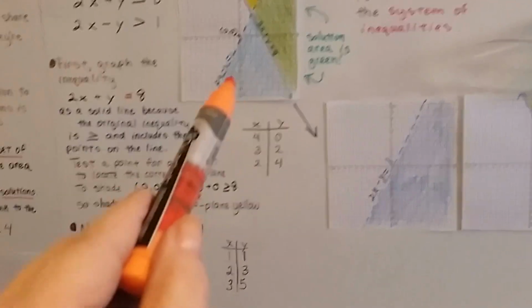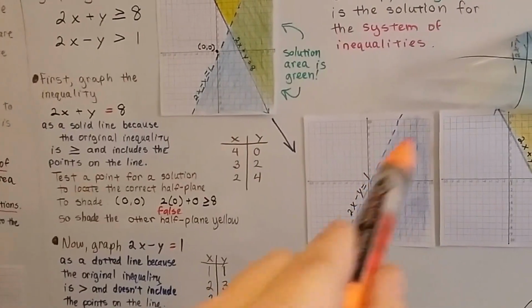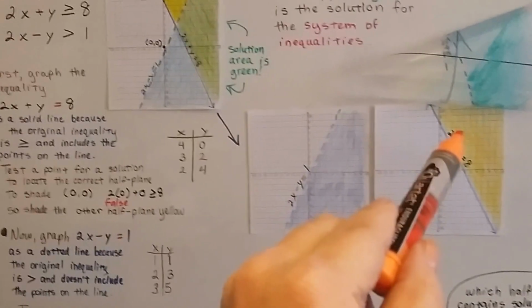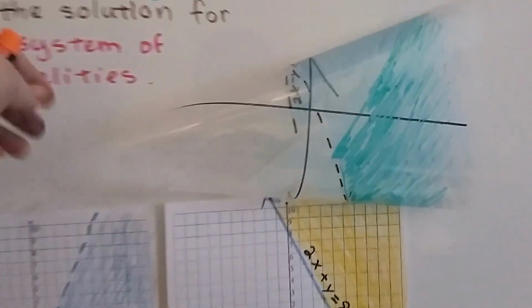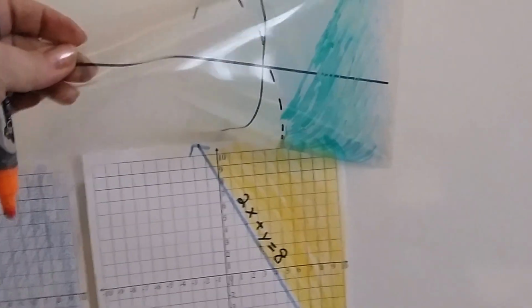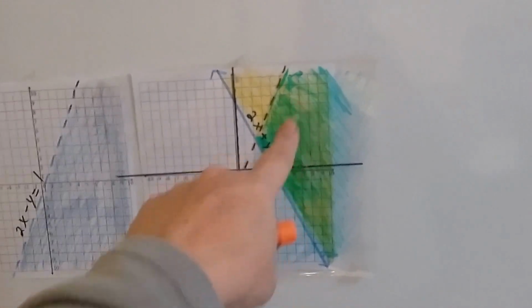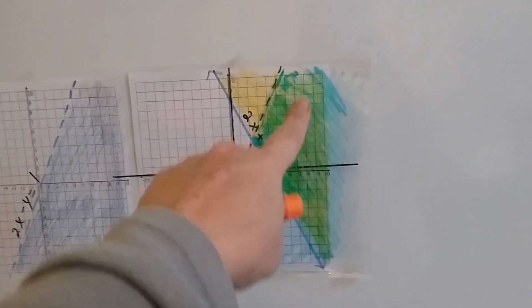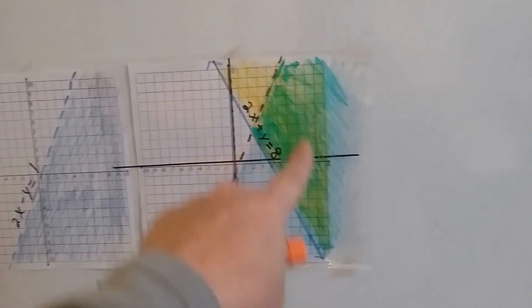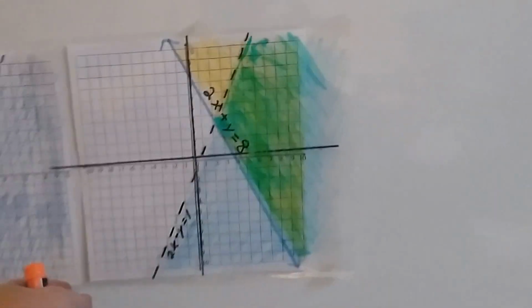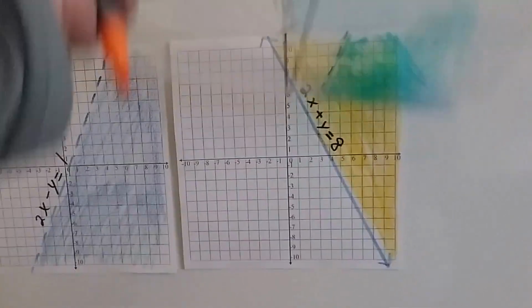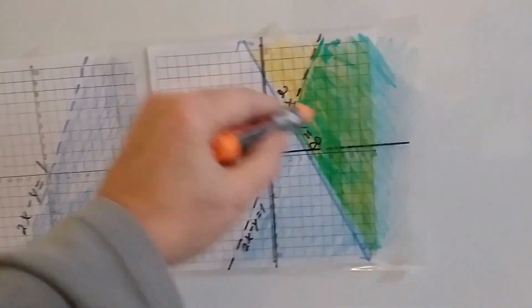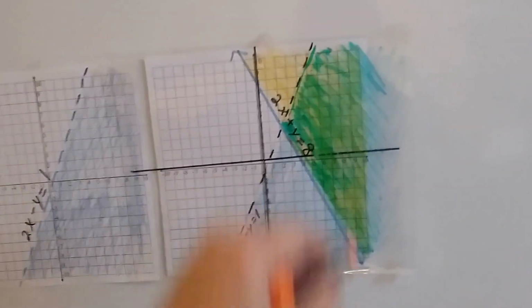So here's what we got. When we shaded in the blue one, we got this area. And when we shaded in the first one, the yellow one, we got this area. And what happens is when we put the blue area on top of the yellow area, we get our green area. So this green area is the solution to the system of inequalities, see? See how that happened? There's the yellow area, there's the blue area, and when we put them together, that's the solution right here for the system of inequalities.